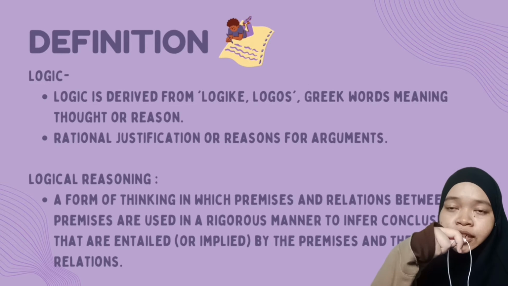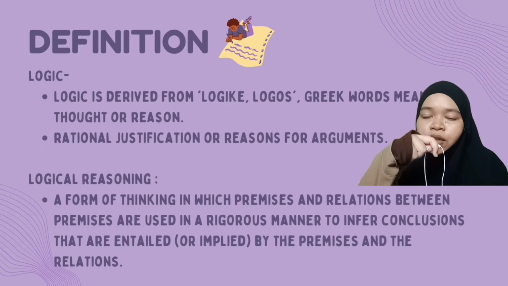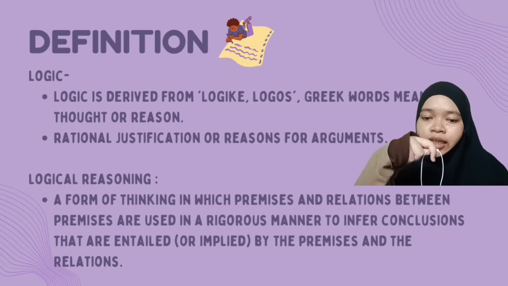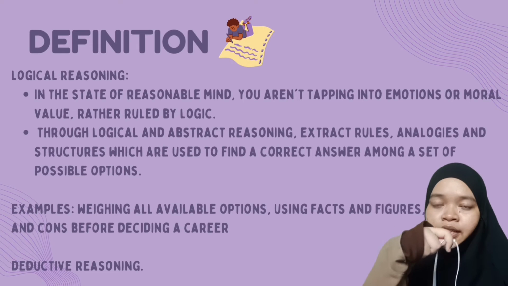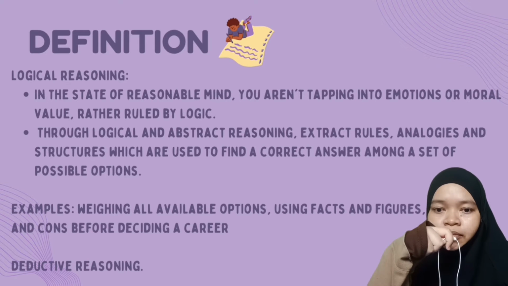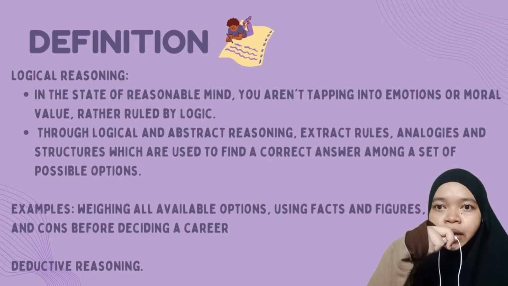Now we move on to the definition of logical reasoning. It refers to a form of thinking in which premises and relations between premises are used in a rigorous manner to infer or form a conclusion that is entailed or implied by the premises and the relation. In simpler words, in logical reasoning we are using a reasonable mind, and with that, we are not tapping into emotion or moral value, rather we are ruled by logic.